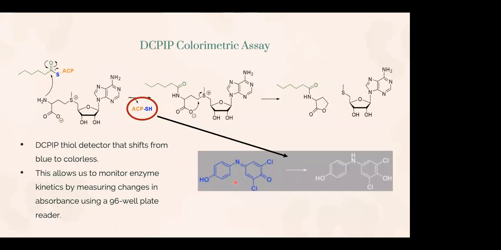The way that we went about doing these enzymatic assays was using a reagent called DCPIP. I'll remind you that in our enzymatic mechanism, we have a thiol as a product in the form of thioACP. And DCPIP is a colorimetric reagent that goes from blue to colorless in the presence of a thiol. And so we can measure the rate of enzymatic activity by measuring the decrease in absorbance.